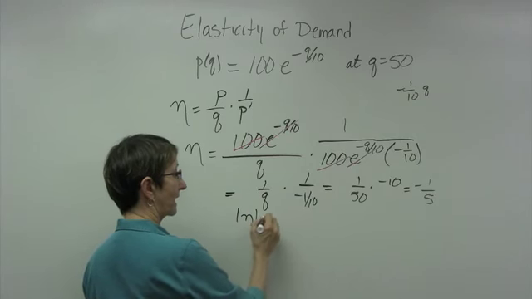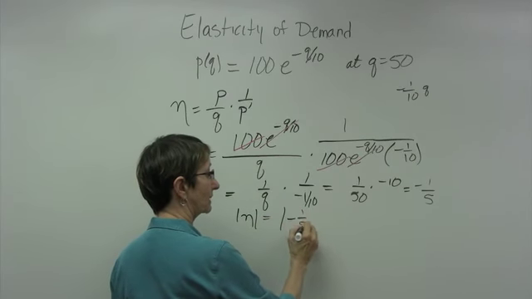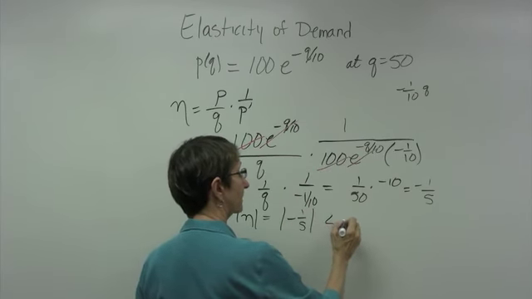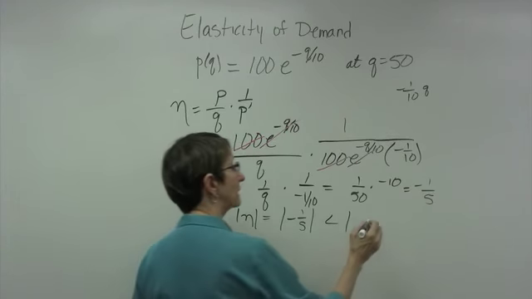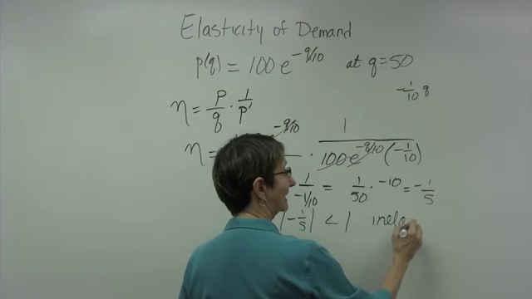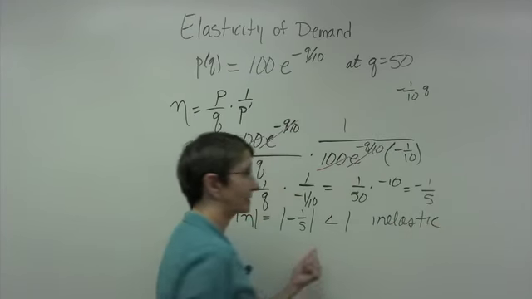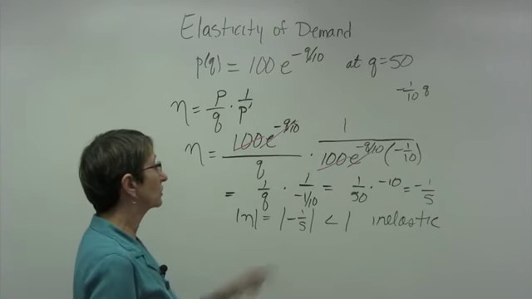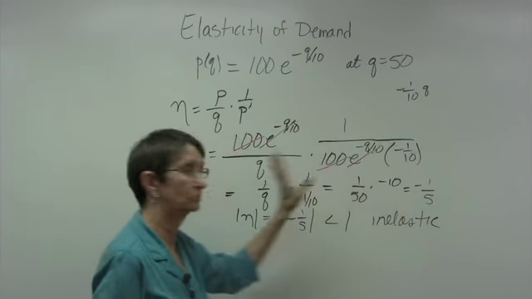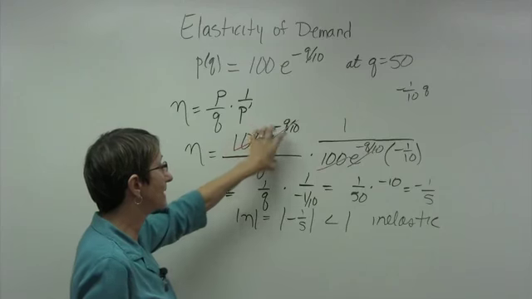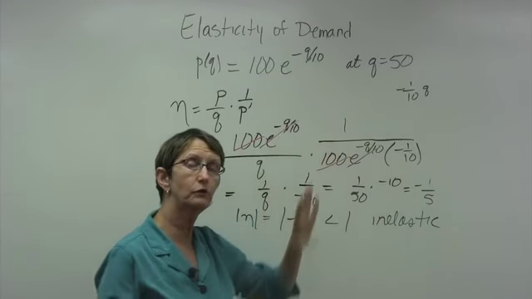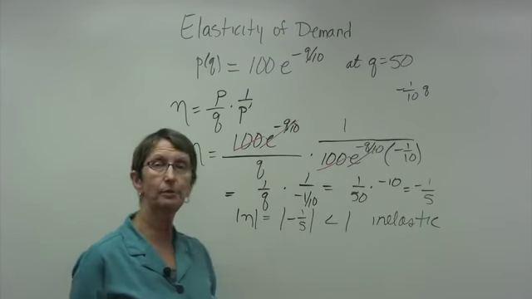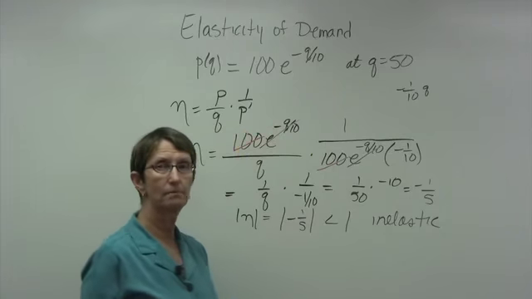Absolute value of that would be the absolute value of negative 1/5, which would be 1/5, which is less than 1, makes this elasticity inelastic. Absolute value is less than 1. You could also write it as a decimal if you want to. That's fine. But do pay attention and use the formulas first before you start trying to plug numbers in. It can make your work much nicer.